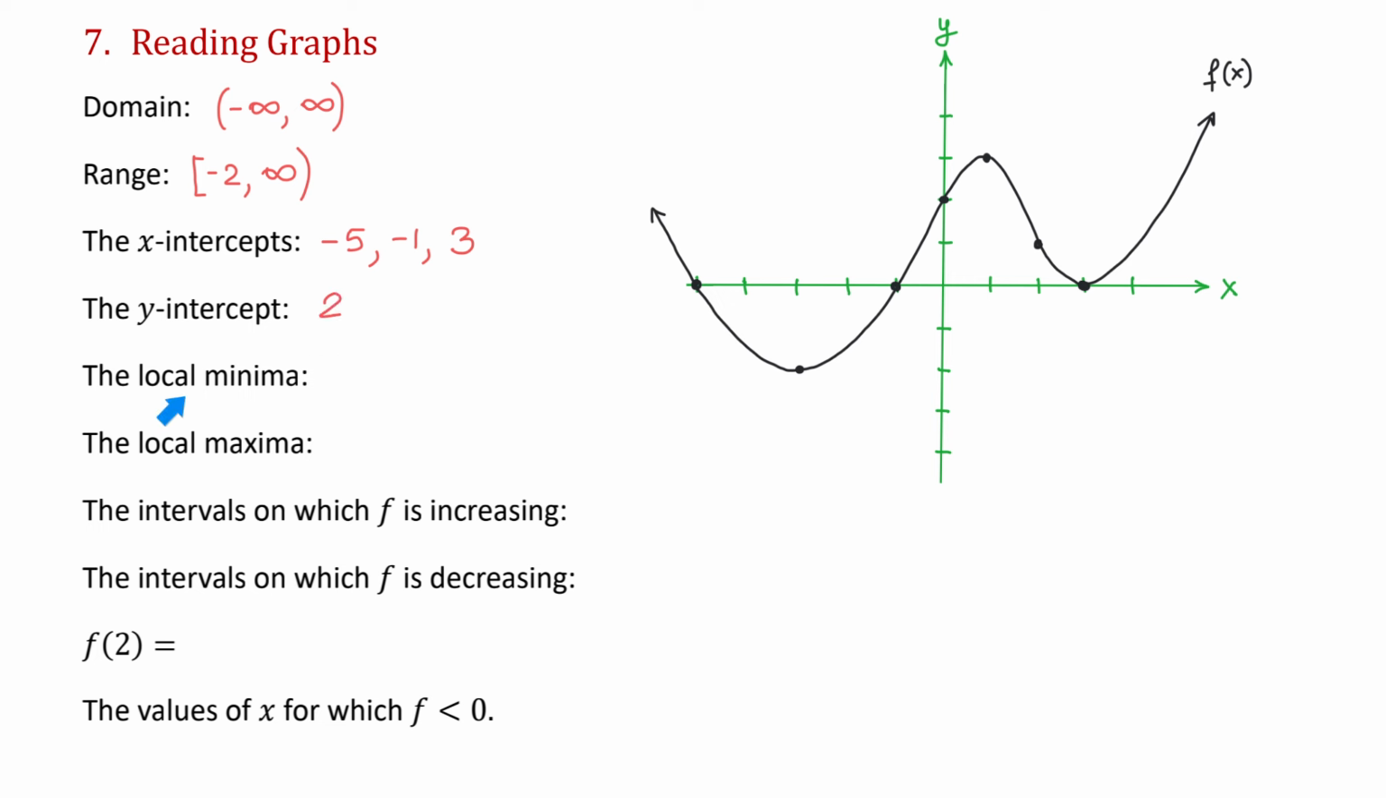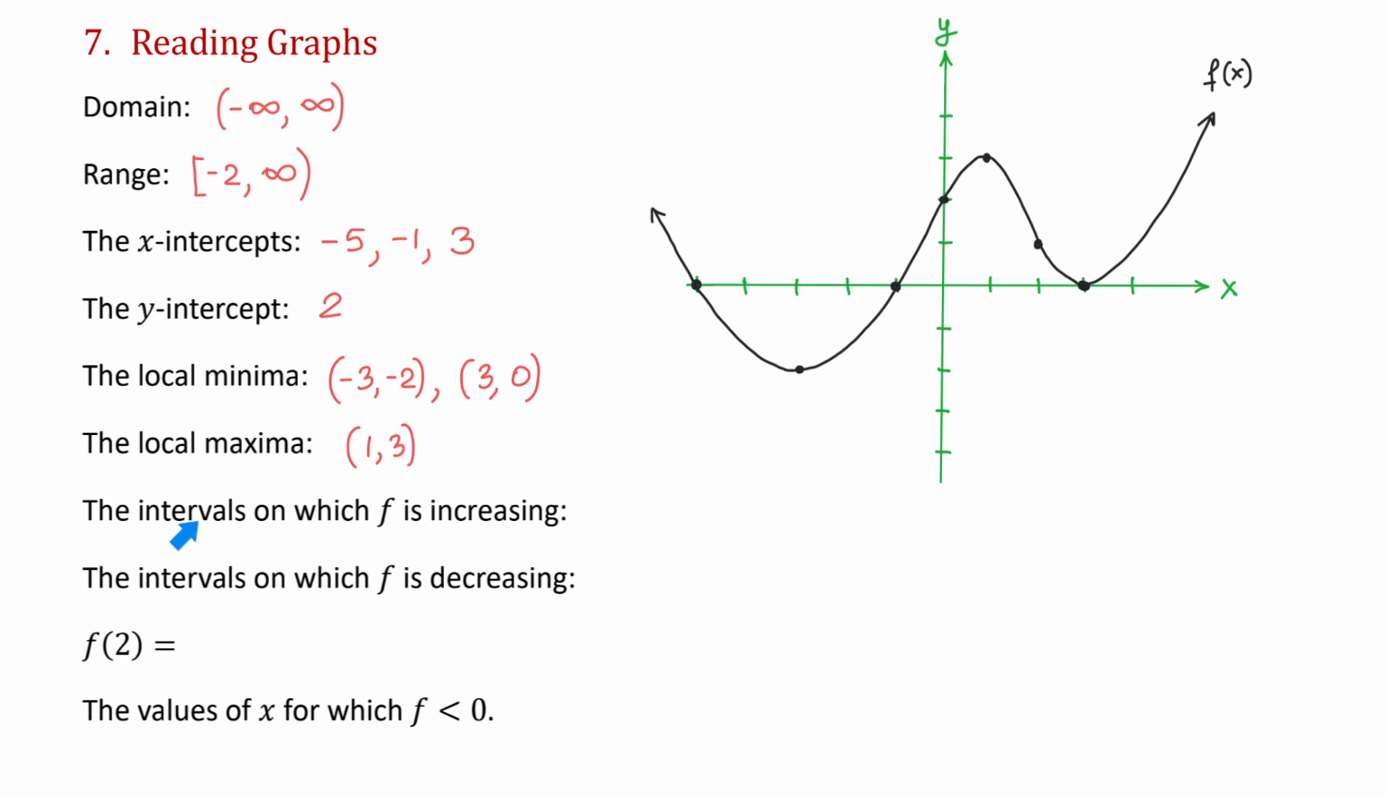Next, we need to find the local minima. On this graph, these are the lowest points in each valley. So in this neighborhood, the lowest point is negative 3, negative 2, and in this neighborhood, the lowest point is 3, 0. So one local minimum is negative 3, negative 2, and the other one is 3, 0. The local maxima is the highest point on each hill. On this graph, here we have a hill, and the highest point is 1, 3. So we have one local maximum, and that is 1, 3.